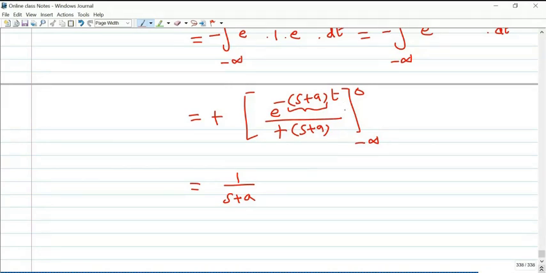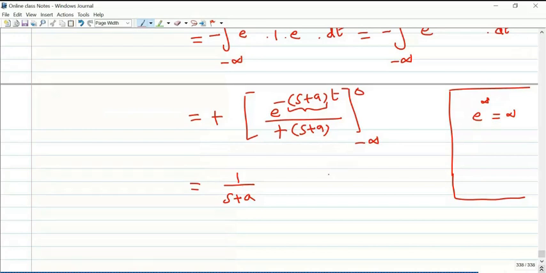Minus of, substitute t equal to minus infinite. What will you get? If we substitute t equal to minus infinite, what will you get? Here one minus is there. s plus a t, t equal to minus infinite. So minus into minus plus, e power infinite. e power infinite result is infinite. Actually you will get infinite. So infinite plus anything, the result will be infinite.